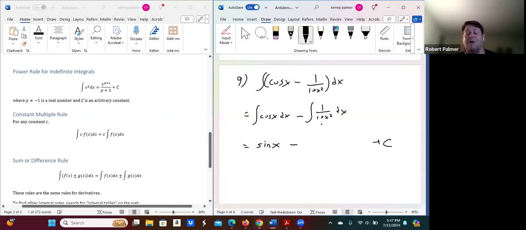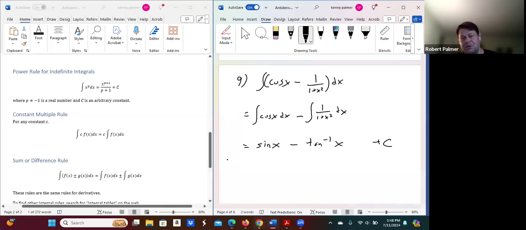Now, this one's probably a bit harder. This one you may not remember that well. You can look back at your notes, your book, or even look it up, but this is actually the inverse tangent. So 1 over 1 plus x squared is the inverse tangent, so this is the inverse tangent of x, plus c. Think of that as either the indefinite integral or the antiderivative.